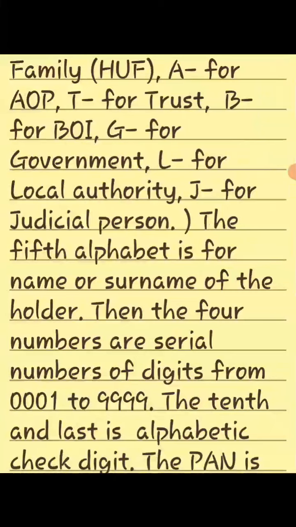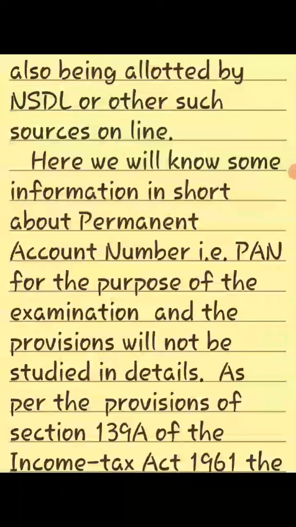The fifth alphabet is for the name and surname of the holder. Then the four numbers are serial numbers of digits from 0001 to 9999. The 10th and last is the alphabetic check digit. The PAN is also being allotted by the NSDL or such other sources online.